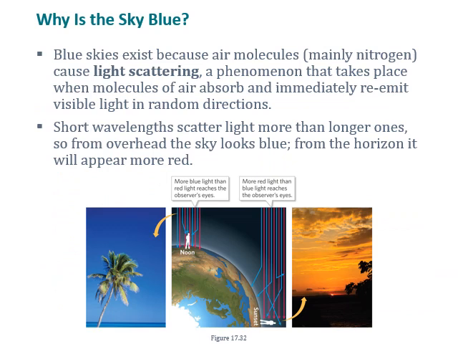We'll turn now to a few esoteric questions. Why is the sky blue? Blue skies exist because air molecules, mainly nitrogen, cause light scattering. And this phenomenon takes place when molecules of air absorb and immediately re-emit visible light in random directions. Short wavelengths scatter light more than longer ones, so from overhead the sky looks blue, whereas from the horizon during a sunrise or sunset it will appear more red.